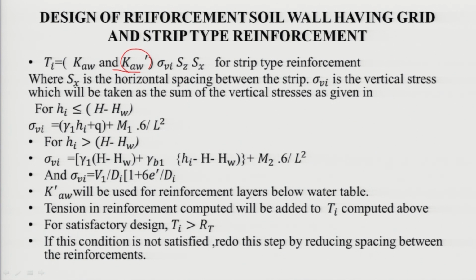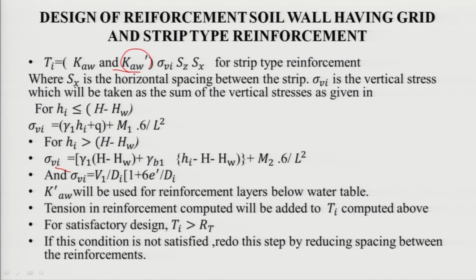Sigma Vi is equal to gamma 1 Hi plus Q plus M1 6 by L square. For Hi more than H minus Sw, sigma Vi will be equal to gamma 1 into H minus Sw plus gamma B1 into Hi minus H minus Sw plus M2 6 by L square. So in this way we can calculate the value sigma Vi, and sigma Vi is equal to V1 divided by Di into 1 plus 6 e dash divided by Di. So we can calculate the various parameters in this way.